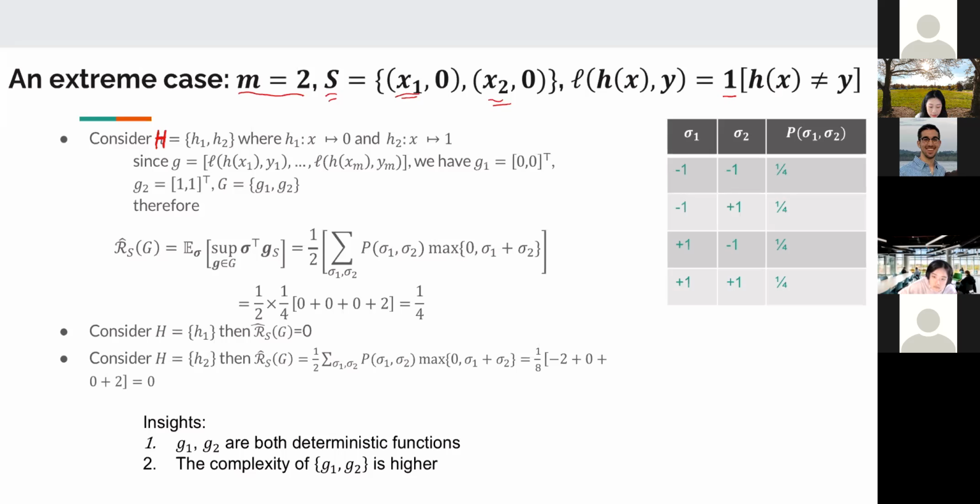Thanks. So since G is just the vector of the L of H, x1, y1, up to L of H, xm, ym, then you have G1 as 0 0 and G2 as 1 1. And the capital G is just the entire set of G1 and G2, so it's going to be 0 0 and 1 1.